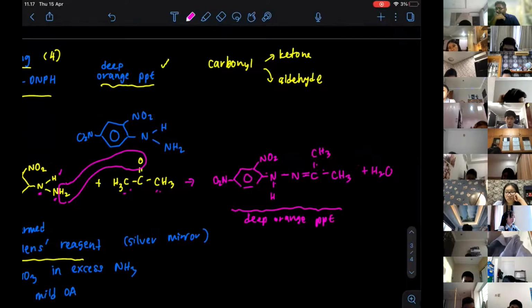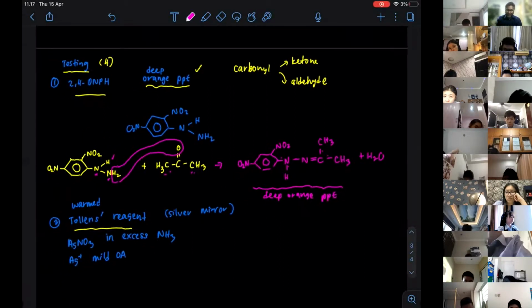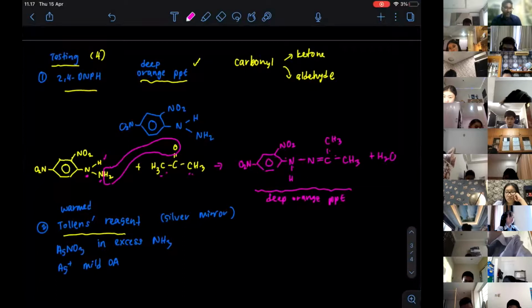Okay, so what is it called? It is 2,4-dinitrophenylhydrazone. Okay, I don't think it's required, but you should know how to write equations. Okay, please go through this again. I will go through this again next lesson.